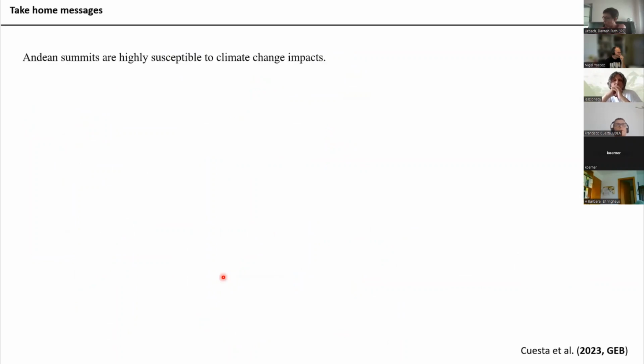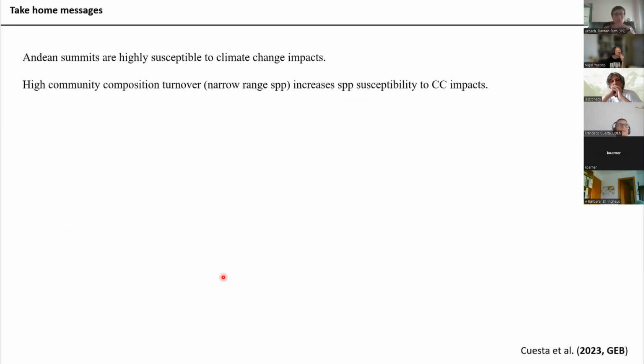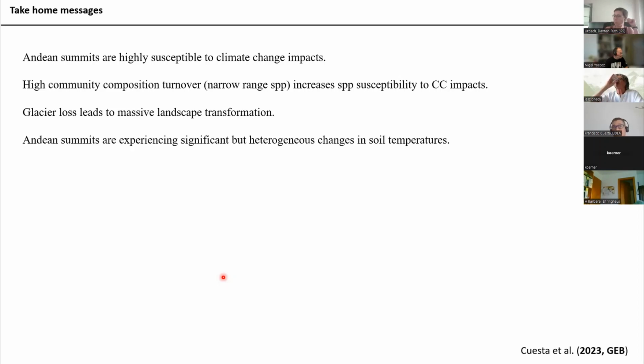So just to summarize, Andean summits are highly susceptible to climate change impacts, apparently. High community composition turnover increases species susceptibility to climate change impacts. Narrow range species or narrow endemic species tend to suffer most. Glacier loss leads to massive landscape transformation and is also creating a strong change in the configuration of the ecosystems, not just plant or terrestrial ecosystems, but particularly glacier-fed streams and wetlands. And some sites are experiencing significant but heterogeneous change in soil temperatures.